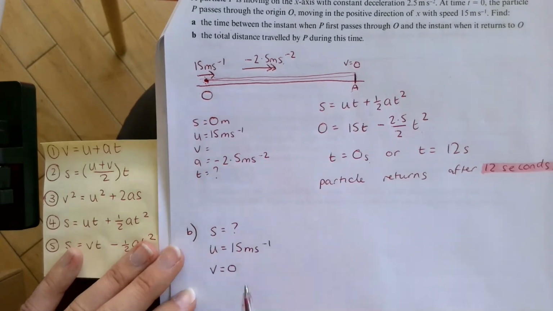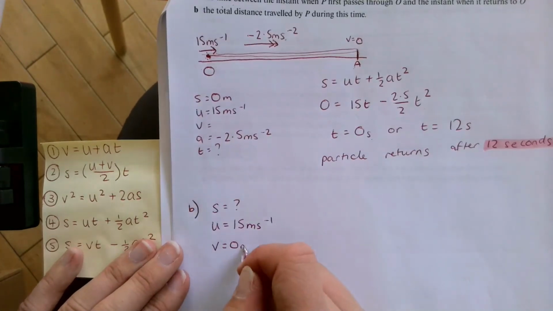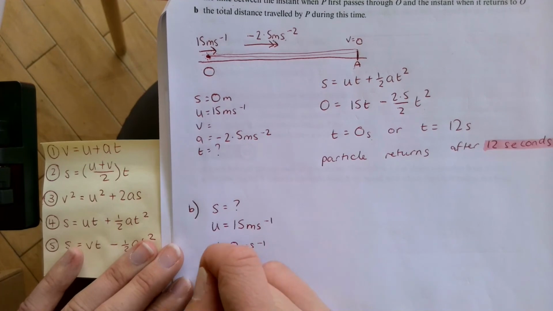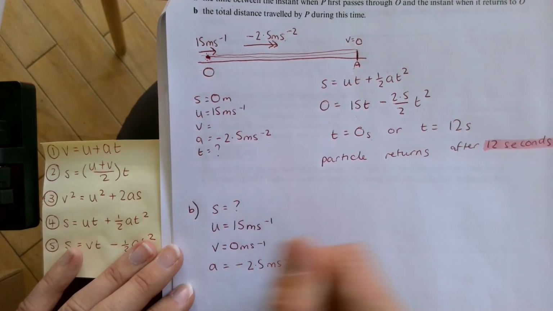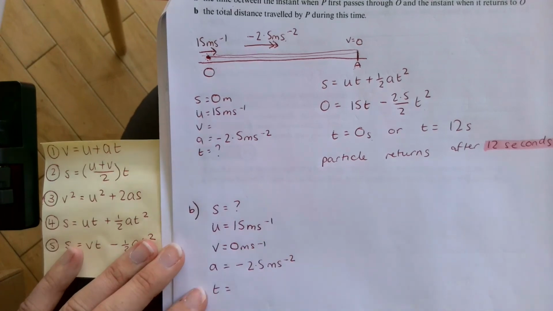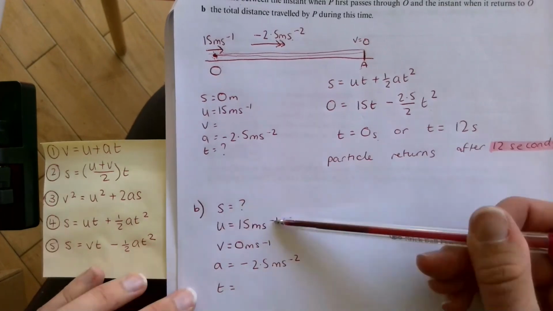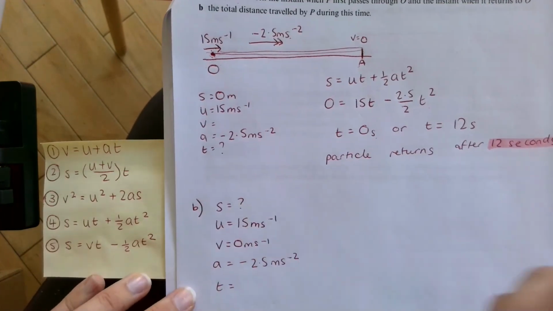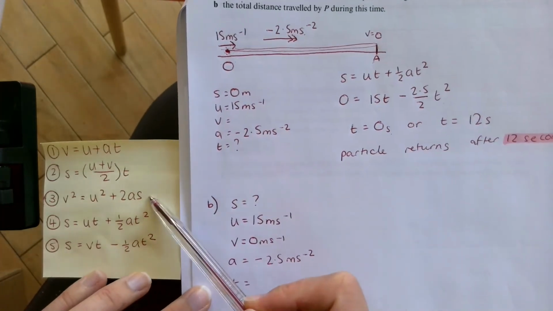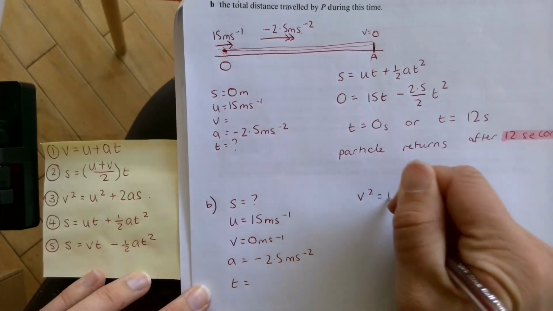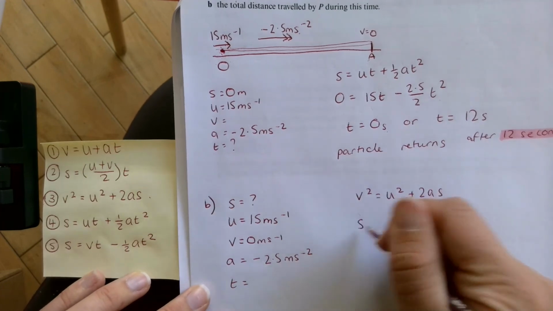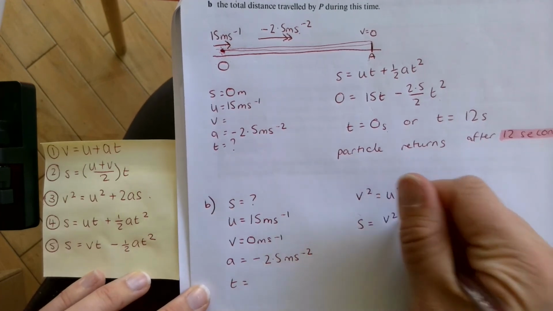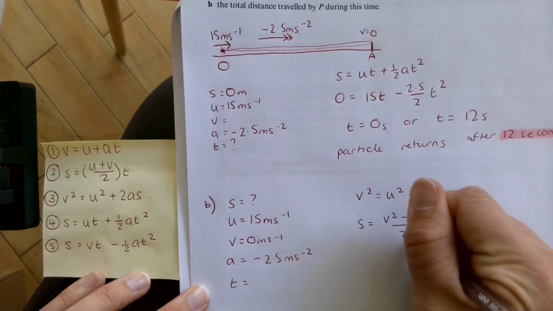So here, I'm going to use my final velocity as 0 meters per second. The acceleration is still the same, it's still negative 2.5 meters per second squared. And the time I don't know and I don't need to worry about. So I'm looking for s, and I've got u, v, and a. So I'm going to use equation 3. v squared equals u squared plus 2as. I'll rearrange that to get s as the subject. s is equal to v squared minus u squared, all divided by 2a.